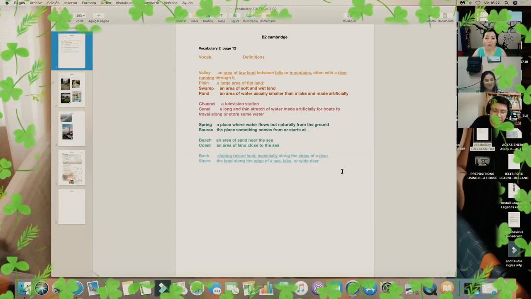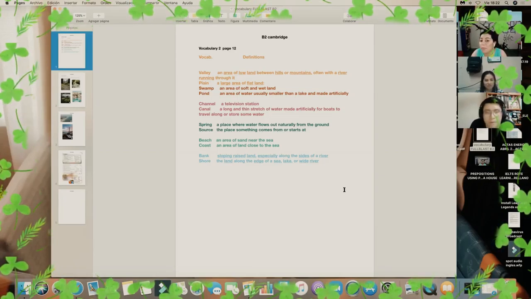Okay. And the source, the place something comes from or starts at. How can you explain this? Can you give me an example? In Spanish if you want, but give me an example. Source es como fuente, algo así, de dónde proviene algo. El origen, ¿no? Algo que refiera a lo natural, a los recursos naturales que tenemos. Yo quiero saber el ejemplo de un source en el mundo.